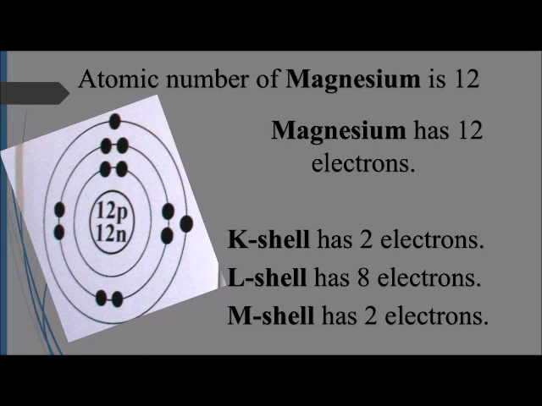Now see, atomic number of magnesium is 12. So magnesium has 12 electrons. Its K shell has 2 electrons. L shell has 8 electrons. 8 and 2, total 10. 2 are left, which will move towards the M shell.